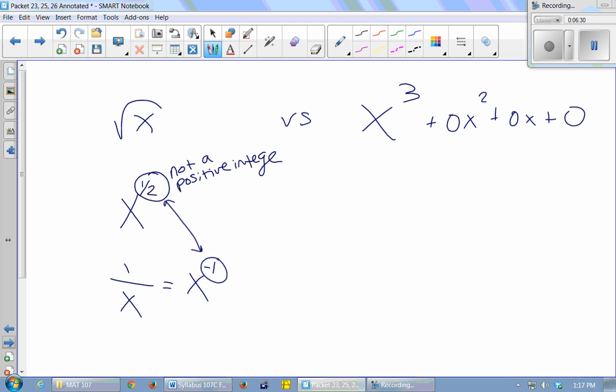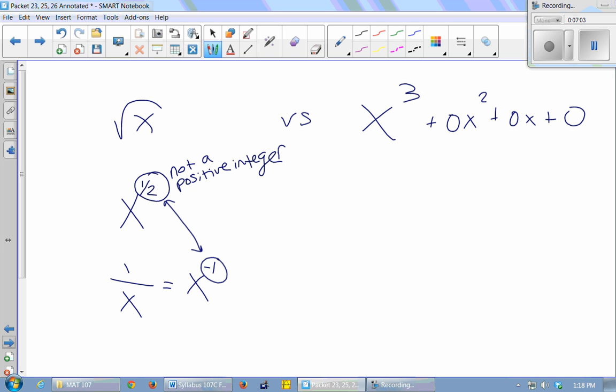Yes, but it is positive, but the word integer means whole number, not fraction. So this is positive, but it's not an integer. This one's an integer, but it's not positive. So they fail for different reasons. -1? 1/2 is not a positive integer. No. It's positive, but it's not an integer. Right.